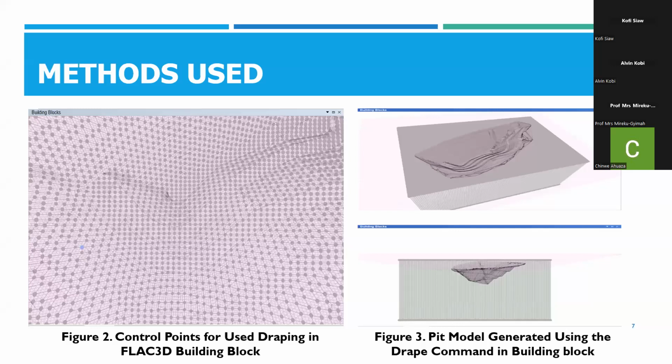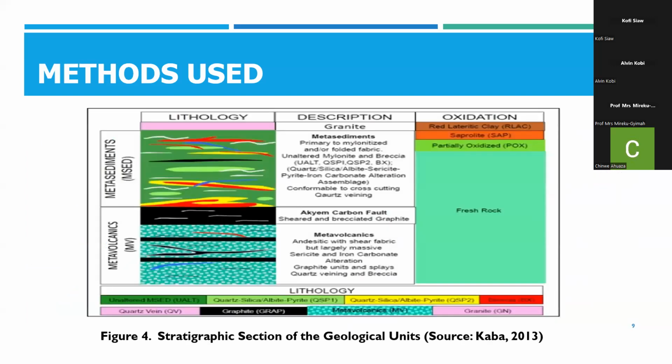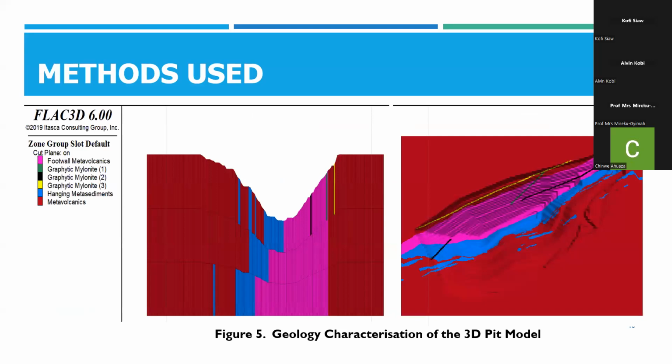After the model was created, it was time to assign geologies to characterize the pit. The major geologies considered are the metavolcanics, the metasediment, and the graphitic mylonite. Because of the geological setting of the mine, the Mohr-Coulomb constitutive model was used for the analysis. This is a stratigraphic section of the geological units as sourced from CABA 2013. After the geology was characterized, these are the results as seen in figure 5.